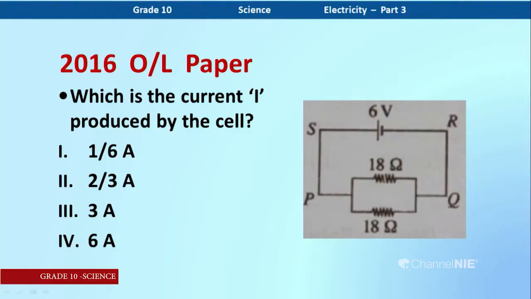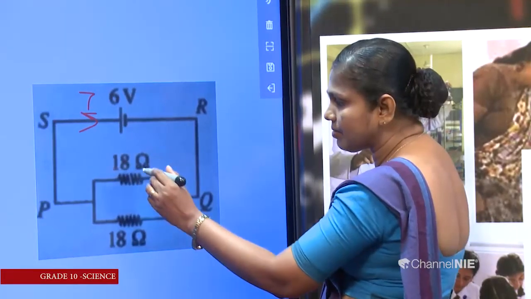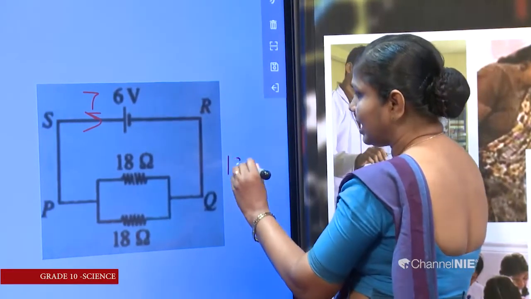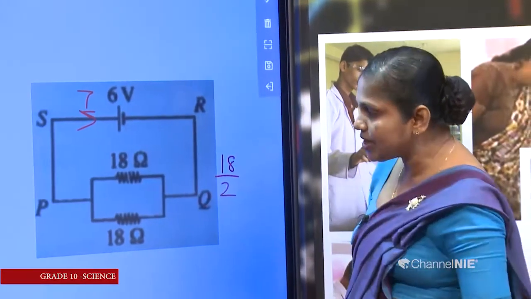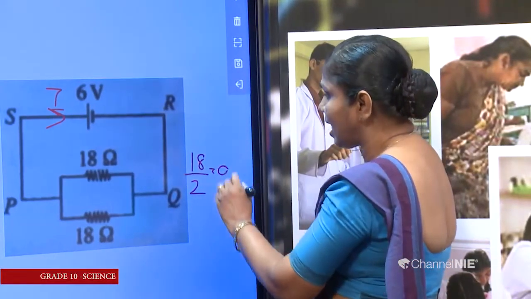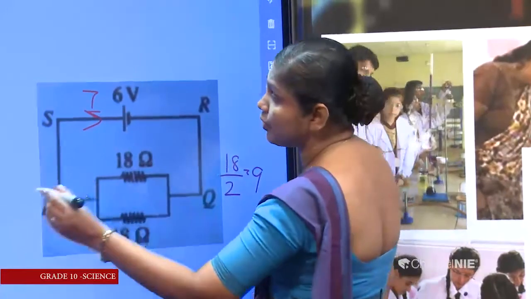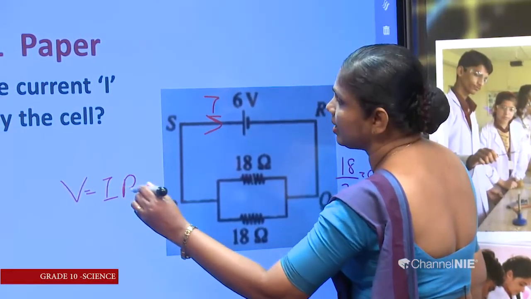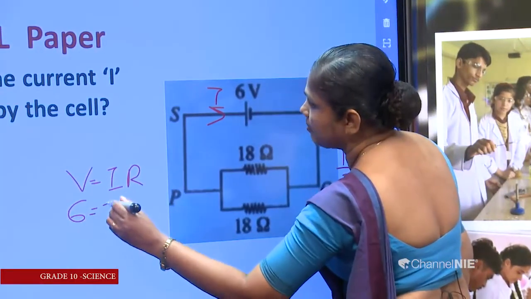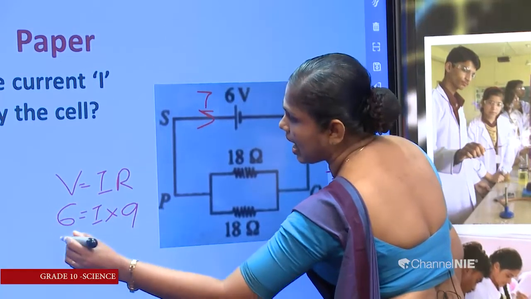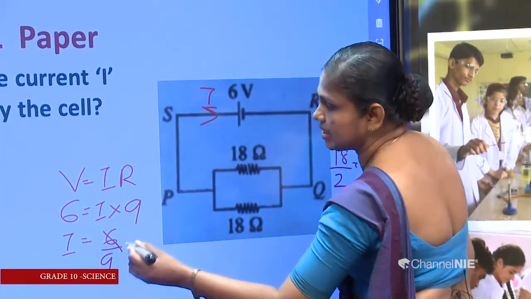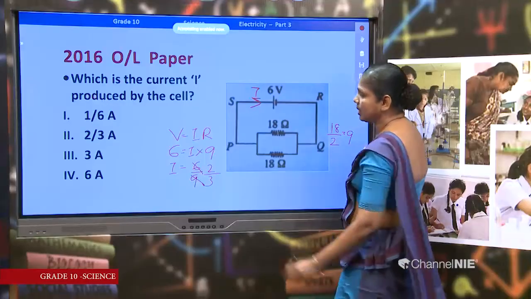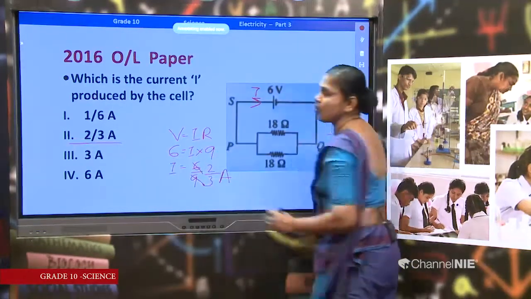Which is the current I produced by the cell here? Here, children, to find the current I, you need to find the equivalent here. The equivalent is the value of one resistor over the number of resistors. That is, 18 is the value of one resistor. Number of resistors, 2. 18 over 2, 9. 9 is the equivalent resistance. Then the current flow can be found. V equals IR. V is 6, I we don't know, R is 9. Then I equals 6 over 9, that is 2 over 3. 2 over 3 amperes, answer 2 over 3.